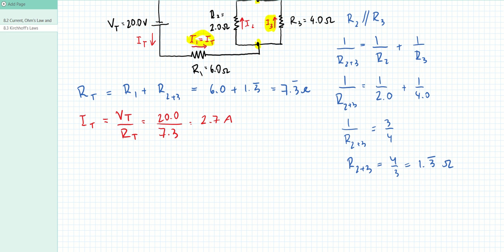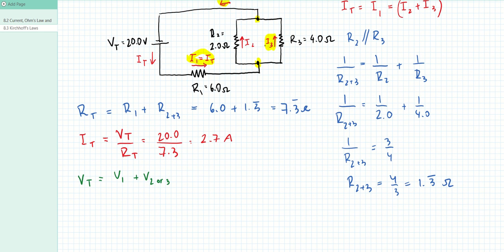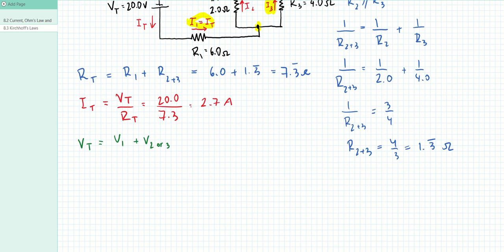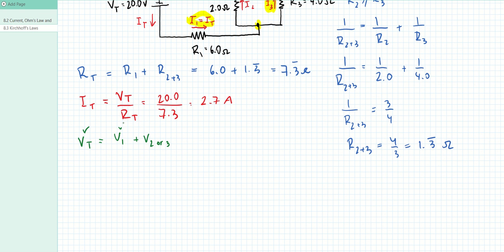So we can say that the total voltage is going to equal V1, which is going to be across resistor 1, plus V2 or V3, because R2 and R3 are in parallel, the voltage across these two is going to be the same. So that's why I wrote V2 or V3. Now we know V total already. We can find V1 because we know R1 and we know the I1. So we can find our V2 or V3 by basically subtracting. So our V2 or V3 is going to equal our V total minus our V1.